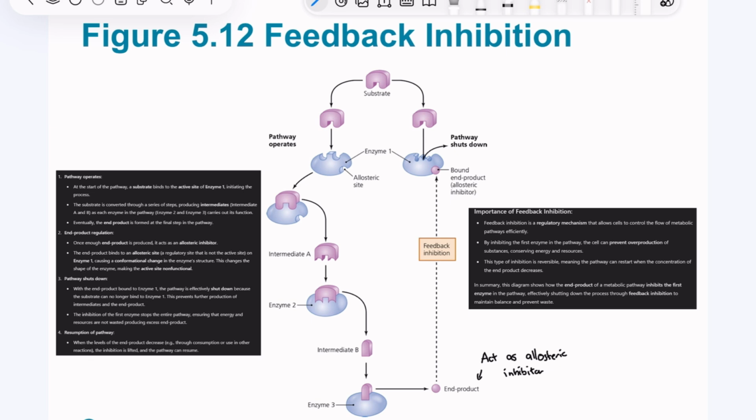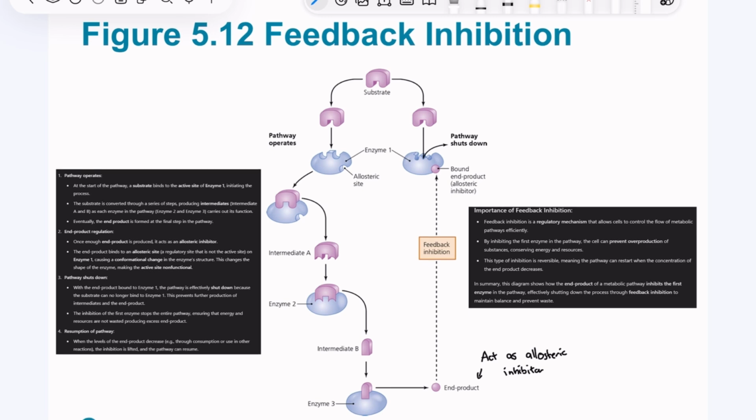The inhibition of the first enzyme stops the entire pathway, ensuring that energy and resources are not wasted producing excess end products. And so then we get to the resumption of the pathway. When the levels of end product decrease, the inhibition is lifted and the pathway can resume.